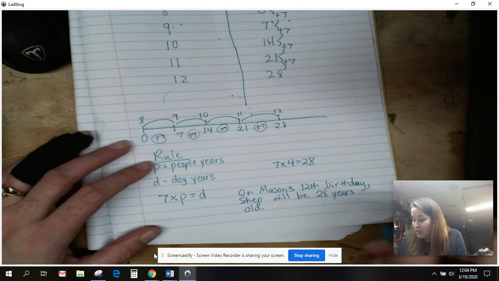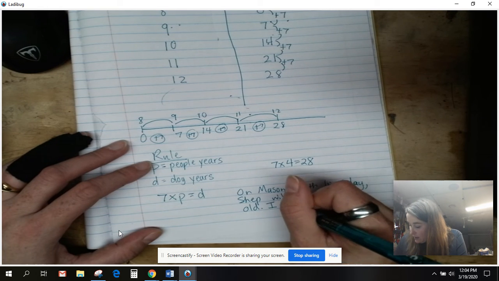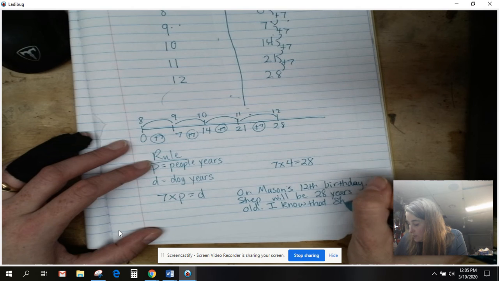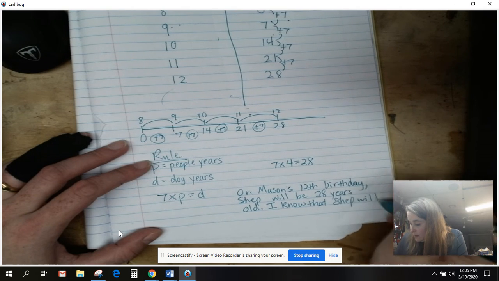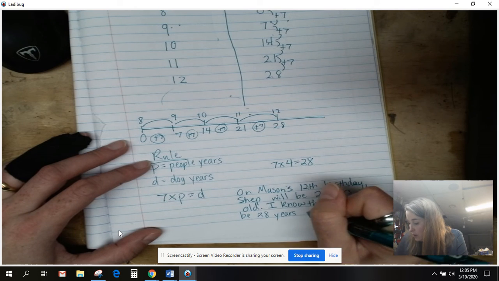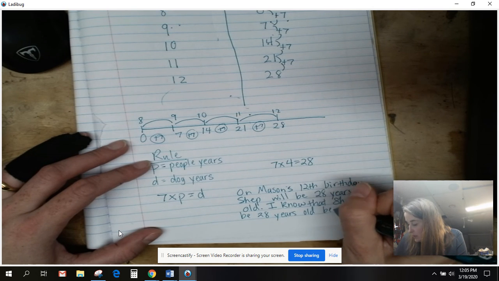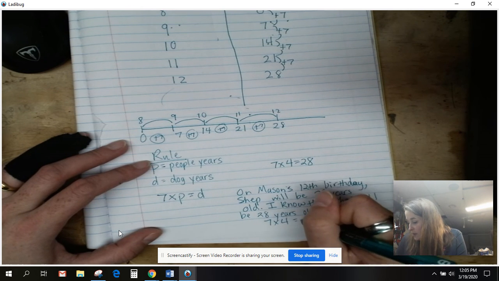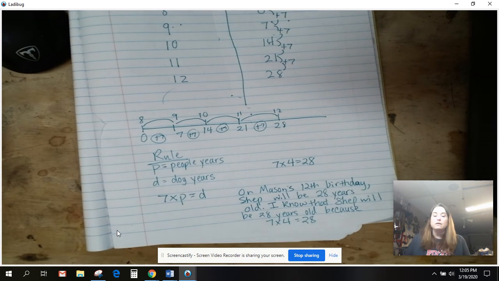And then for justification, I know that Shep will be 28 years old because 7 times 4 equals 28. So that response would cover the justification piece that they're looking for on the ACT Aspire.